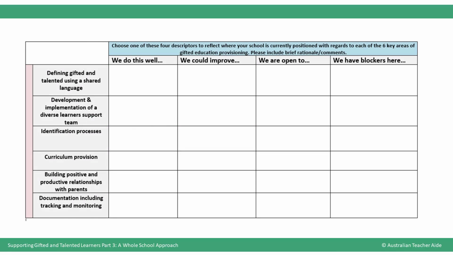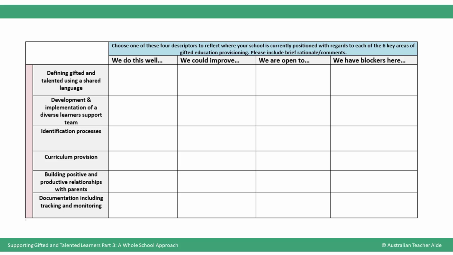This little slide shares the audit tool, and I'll want to talk you through it briefly so you can get a sense of how you can interact with this tool. You'll see on the left column there are 6 statements populated down the side. There's defining gifted and talented, there's developing a team to support diverse learners, there's the identification process, curriculum provision, building positive and productive relationships with parents, and documentation, including tracking and monitoring. They are 6 big pieces of a whole school approach. Okay, they're the 6 key items.